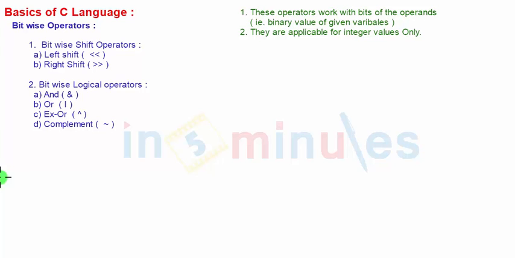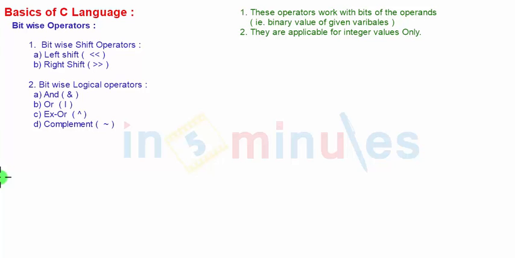The second category is bitwise logical operators. These are logical operators, but they work with ones and zeros, assuming 1 as true and 0 as false. They work with the binary values of the given operands and generate the answers again as ones and zeros. Obviously, finally we consider the entire value as an integer value only. We will understand that demonstration in the following video.